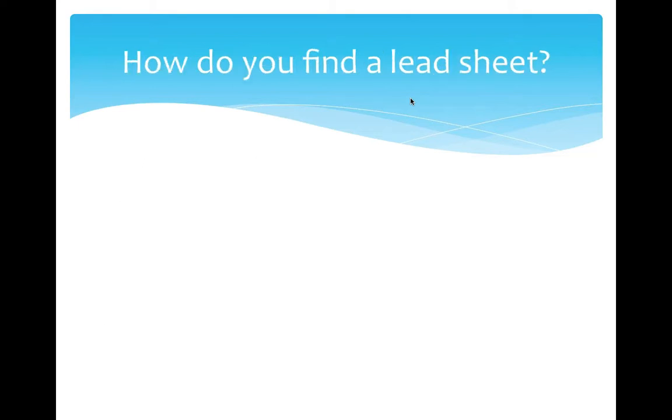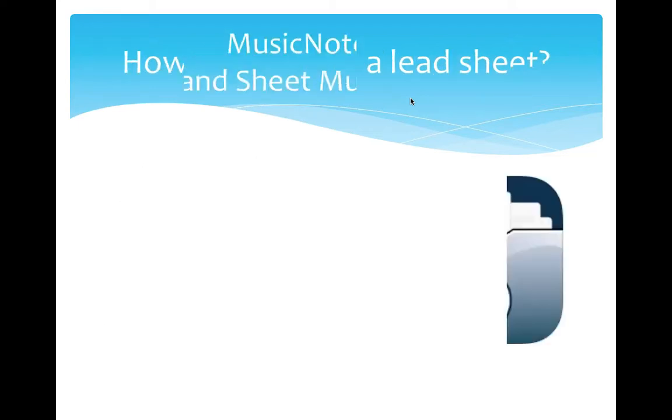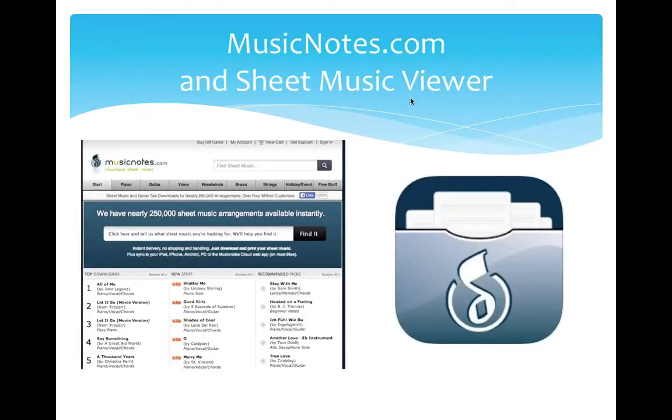So how do we read a lead sheet? How do you teach your students to read a lead sheet? Or where do we get a lead sheet first, I should say. I've been getting my lead sheets from musicnotes.com. They also have an app called musicnotes.com Sheet Music Viewer, where you can print off your arrangements, but also have a digital copy, or print off these lead sheets.